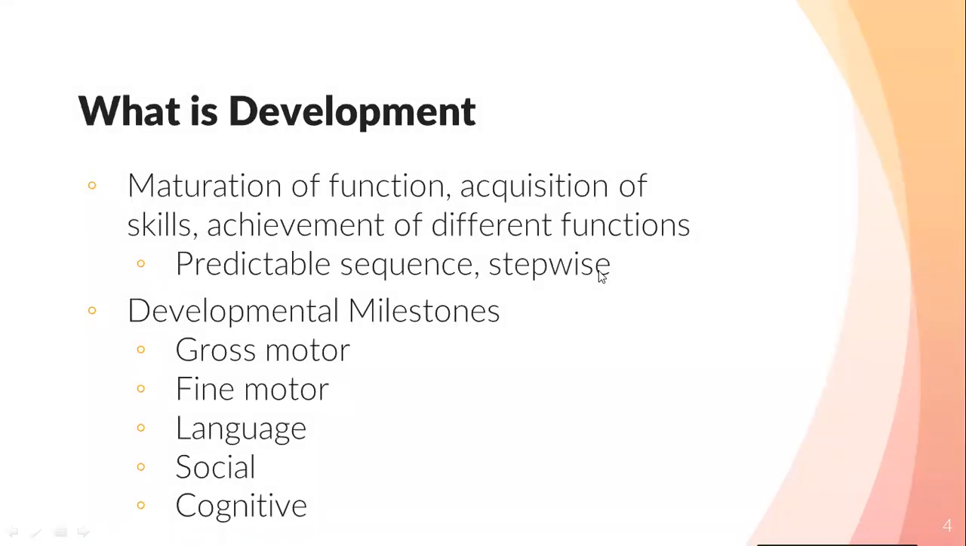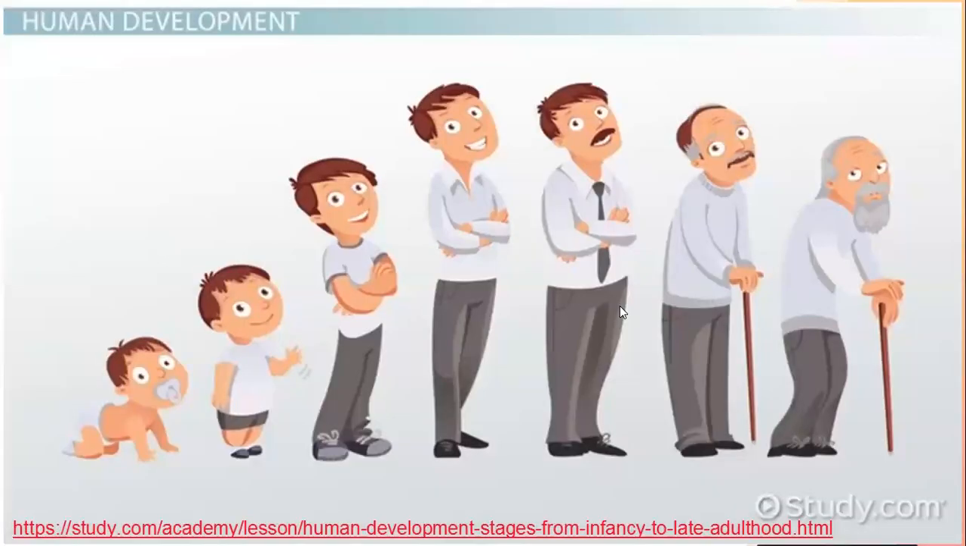So, what is development? It is the maturation of function, acquisition of skills, achievement of different functions. Overall, it can be grouped under gross motor, fine motor, language, social, and cognitive development. Right from birth, we grow, we develop, and there are various stages. Each stage has unique characteristics and should follow a particular course.